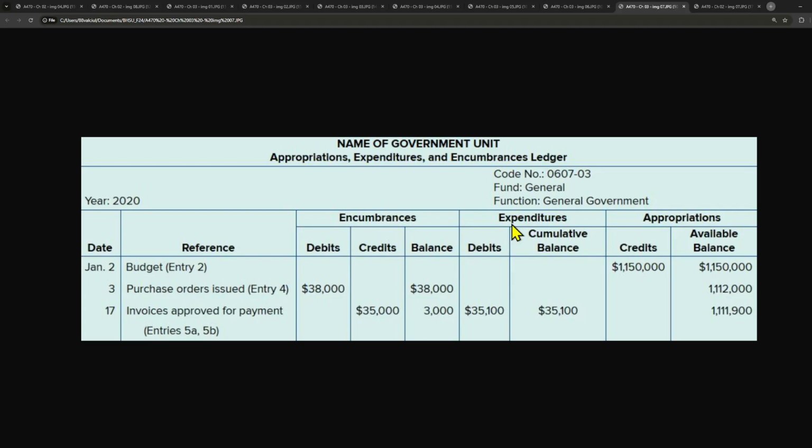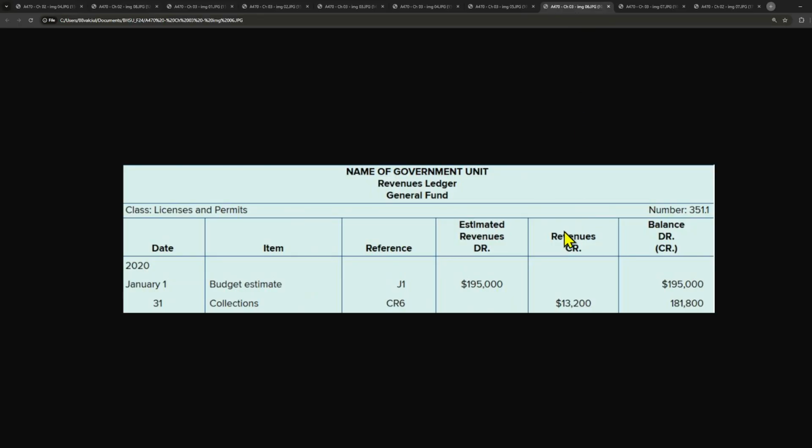And for many people, encumbrances are very useful, but they're also a little complicated to understand. So I'll leave it right there. Those are going to be the couple of journal entries I would want you to be able to know, or at least understand.